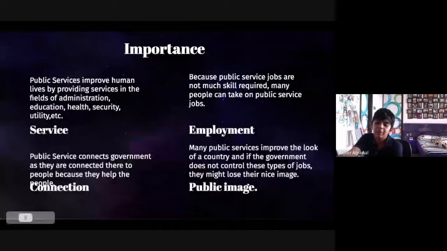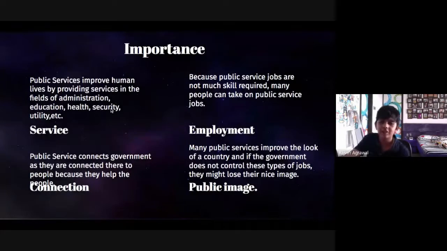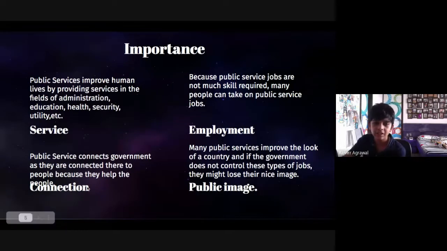Importance. Public service gives service, which improves human lives by providing services in fields of administration, education, health, security, utility, etc. Employment. Because public service jobs do not require much skill, many people can take on public service jobs. Connection. Public service connects the government to people because they help people. Public image. Many public services improve the look of a country, and if the government does not control these types of jobs, they might lose their nice image.